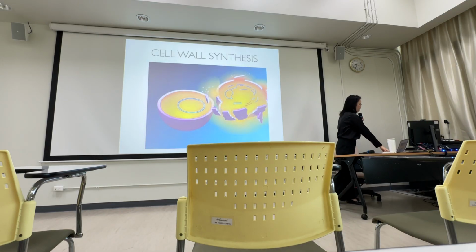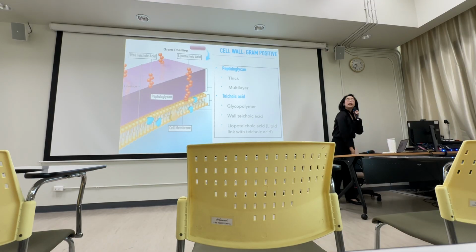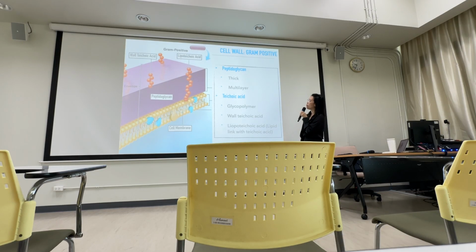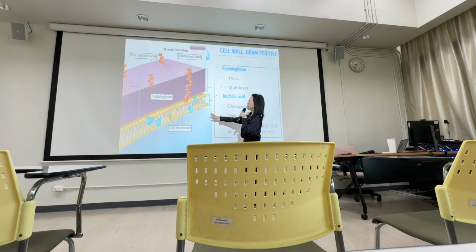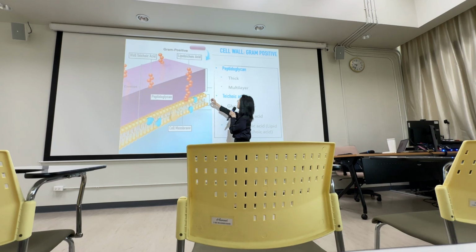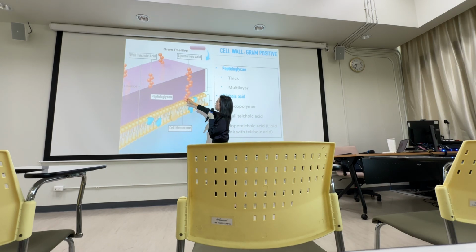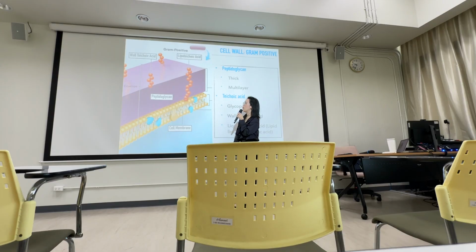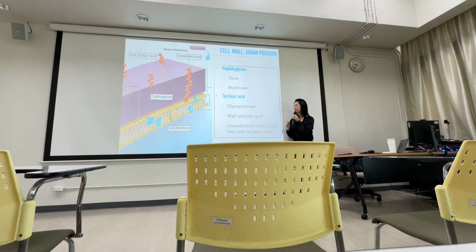So here is the video of cell wall synthesis. If you're interested, you can go and see it by yourself. If not, that's fine. Here is a close look at the gram-positive bacteria cell wall. Like I said, we have the cell membrane and a very big peptidoglycan layer, and not only peptidoglycan, we also have teichoic acid and lipoteichoic acid. These two types of acid help make the cell wall more rigid.